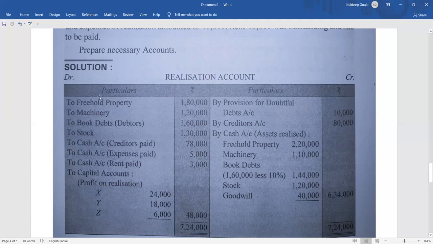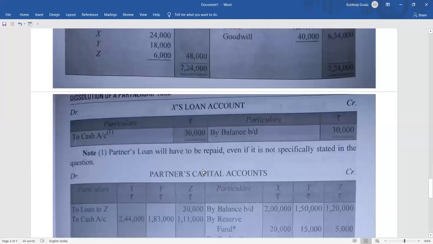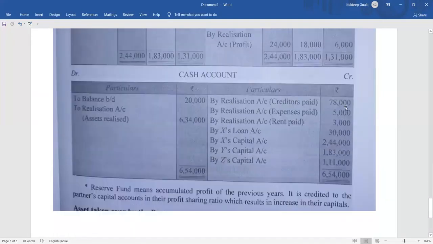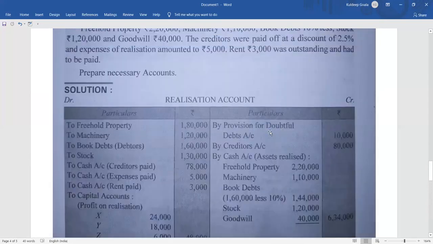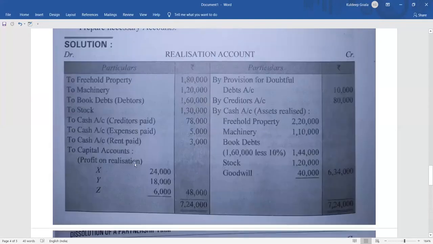So starting from the realization account, in the debit side we can see there are three cash entries. One is 78,000 related to creditors, 5,000 related to realization expenses, 3,000 related to rent. But you are not required to mention these names. You will mention only realization account. So by realization 78,000, by realization 5,000, by realization 3,000. Then coming back again, there are no other entries related to cash in the debit side.